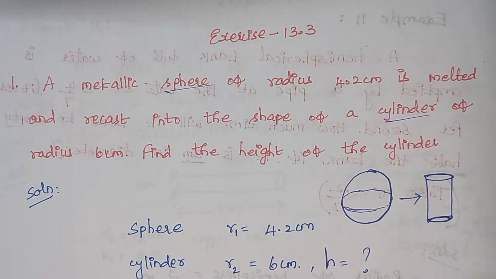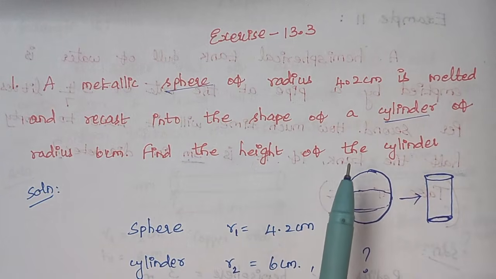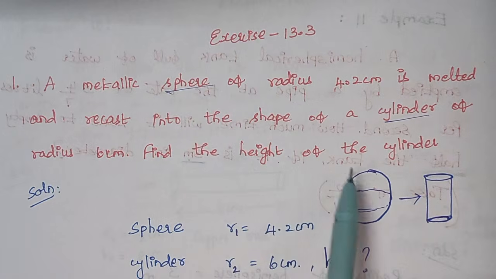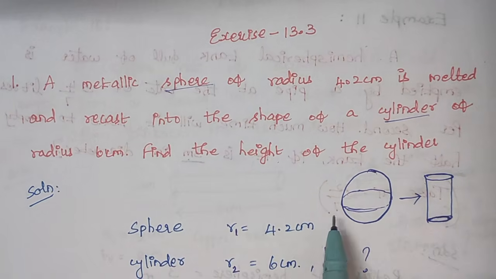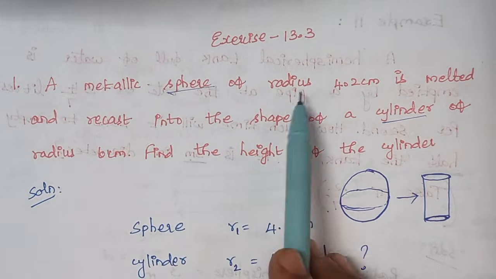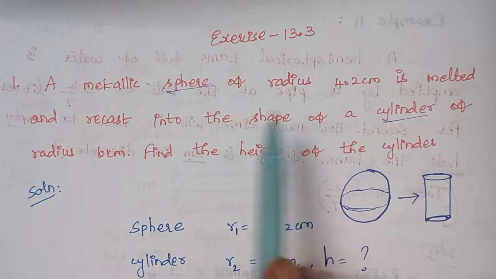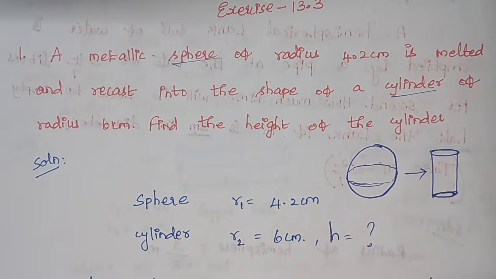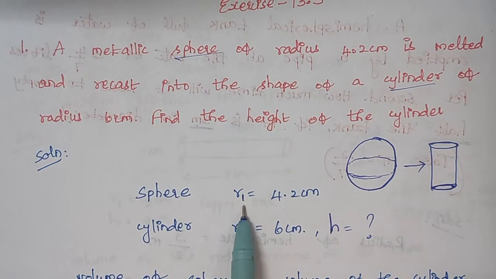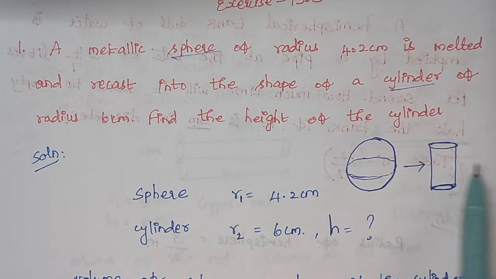So here we are discussing two shapes. One is a sphere and another one is a cylinder. And here it is clearly mentioned that a sphere is converted into a cylinder, right? So this is a sphere which is converted into a cylinder. And here the parameters are: the radius of the sphere is given, which is 4.2, and the radius of the cylinder is given, which is 6 centimeter, right? So for our convenience, let R1 be the radius of the sphere and R2 be the radius of the cylinder. Now you see the sphere is converted into a cylinder, right?